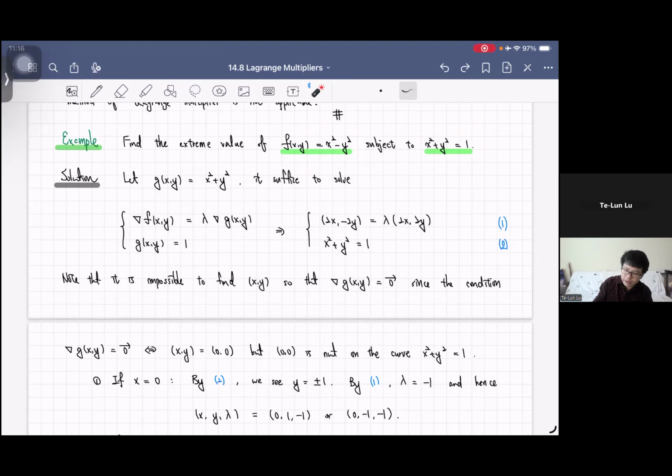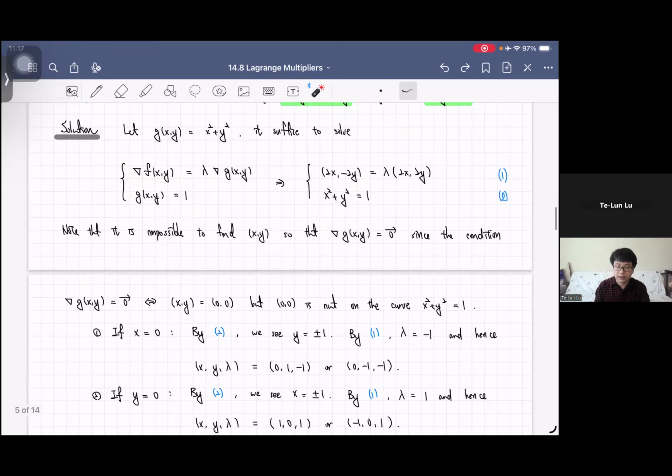By setting g(x, y) to be x squared plus y squared, we have these equations. First of all, you must have that being 1. Second, by the Lagrange multiplier theorem, if you want to achieve a local extremum, then the point has to satisfy this equation: the gradient of f has to be parallel to the gradient of g up to some constant lambda. Writing everything down, you have (2x, -2y) equal to lambda times (2x, 2y), and x squared plus y squared is equal to 1.